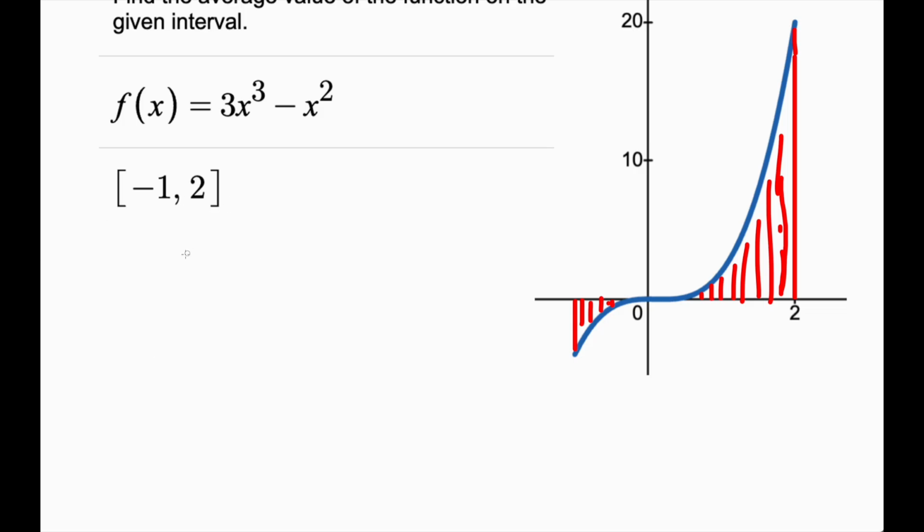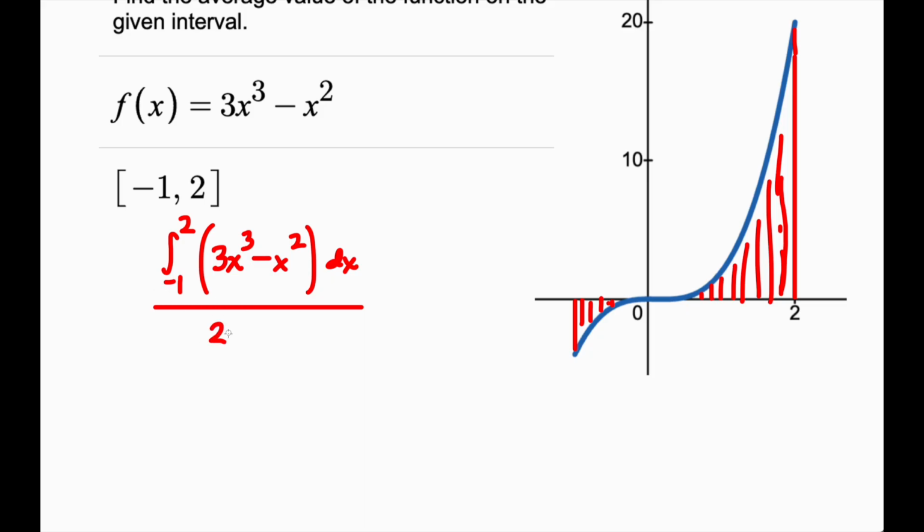First thing we're going to do is set up the formula. It's going to be the integral from a to b, which in this case is -1 to 2, of f of x. I'm just going to write it in there. And then we're dividing all of this by b minus a, which is 2 minus -1. From here, we're just going to simplify. 2 minus -1 is just going to be 3. So that's nice and easy. This top part, I'm going to find the antiderivative. So you're going to have 3/4 x to the 4th minus 1/3 x cubed, and we're integrating this from -1 to 2. That divided by 3, I'm just going to pull it out in front and write a 1/3 to make my life a little bit easier.